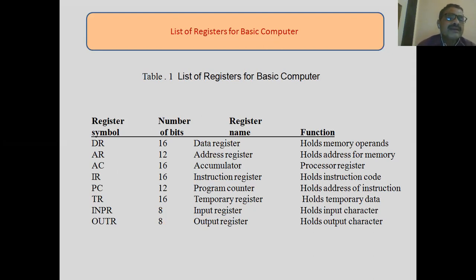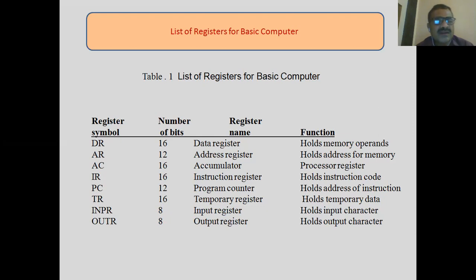For example, the DR stands for the data register, which has the size of 16 bits. Now, what is the function of DR? It holds the memory operand. The second register is called AR. It is a 12-bit address register. The function of this particular register is to keep the address for the memory. Third is AC, which stands for accumulator, a 16-bit register, which is called the processor register. It stores the result of the processing of any instruction.